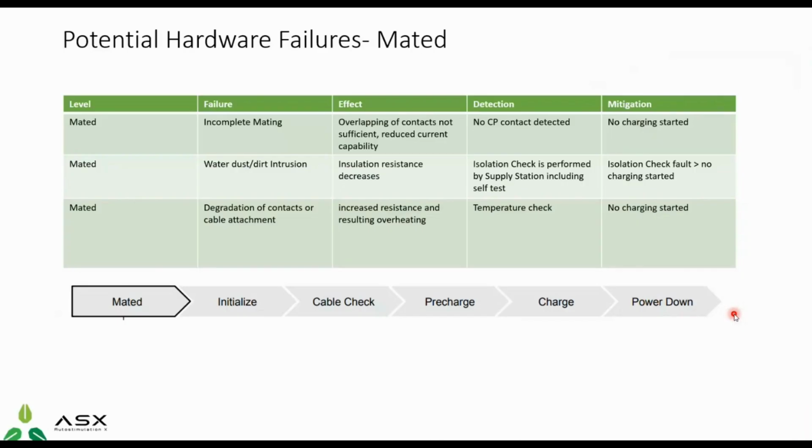But yeah, there are a few other problems that are not solved by that particular simulator, like incomplete mating, water or dust intrusion, or degradation of cable contacts. For those, we should have one CCS2 connector with the battery load and all that kind of stuff, right?